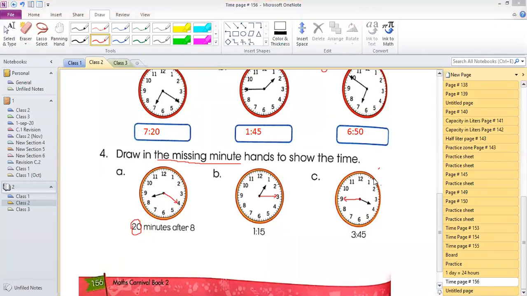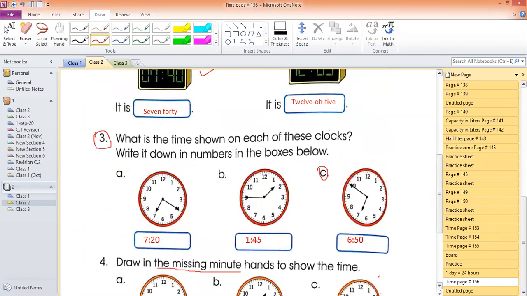Yes, sir, I know how to tell the time. That's very good. Okay, Sharif, I got it. All right, guys, so complete it in your book fast. Draw the minute hands. I finished. Me too. That's very good. Okay, no problem.